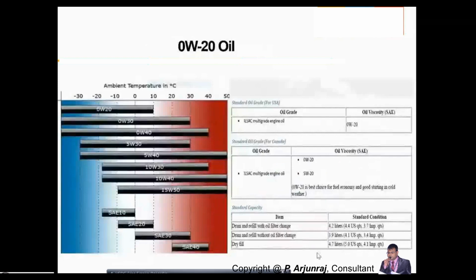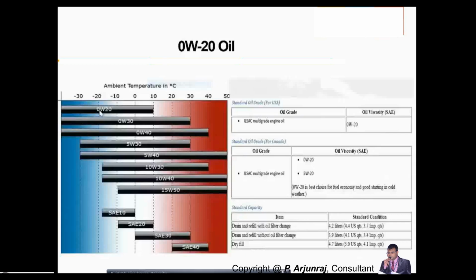So this is some of the benchmark with respect to 0W20 and other oil grades. You have different oil grades, like 5W30. Here W indicates winter, and it can operate up to 50 degrees Celsius, and even some of the oils are being used up to 100 degrees Celsius as well. And 0W20 is one of the best choices for fuel economy, and also for cold weather.